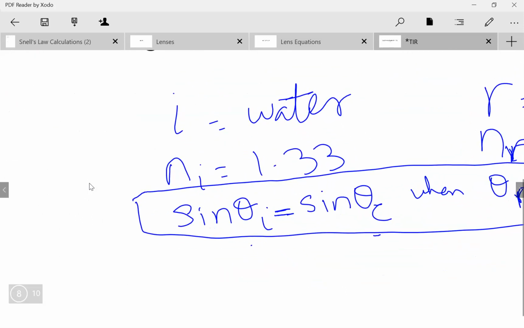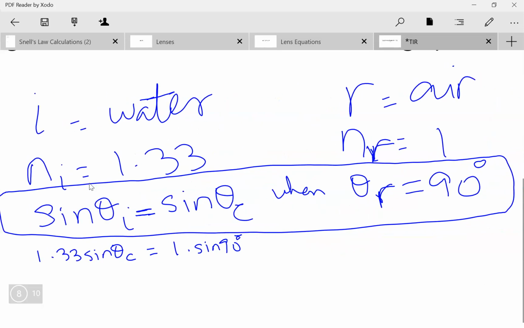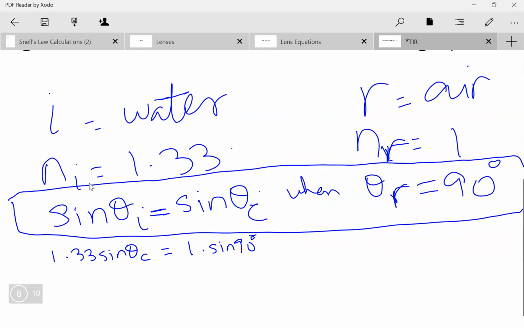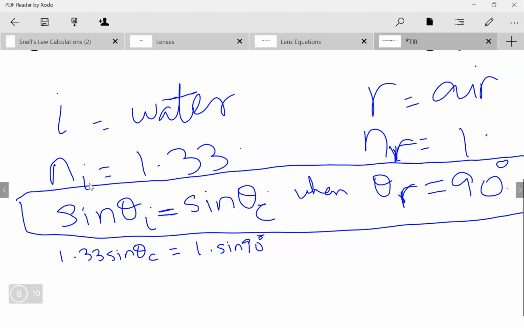So I'm going to rewrite this. So I'm going to write 1.33 sine theta C equals 1 times sine 90 degrees. So I'm just putting stuff into the formula. 1.33 times sine theta C equals 1 times sine 90. And here I have to calculate theta C. So again, I have both 1 and sine 90. I have values, so I'm going to write 1 times sine 90, which gives me 1.